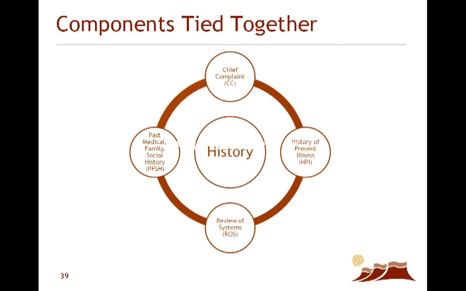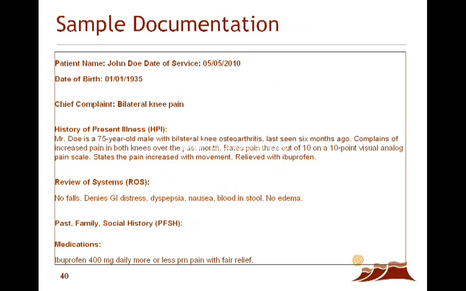Okay, so we tie it all together. Next. And here's just an example. A gentleman with bilateral knee pain on the history gives us some detail there. In this case, in the review of systems, they're tying in, it's not just an elaboration on the musculoskeletal, it's talking about related systems that might be affected by this HPI, the knee pain. So, for example, they're saying he doesn't fall. He's not having the GI distress that you might wonder about taking the ibuprofen. In his past history, they're given an update on the medications.